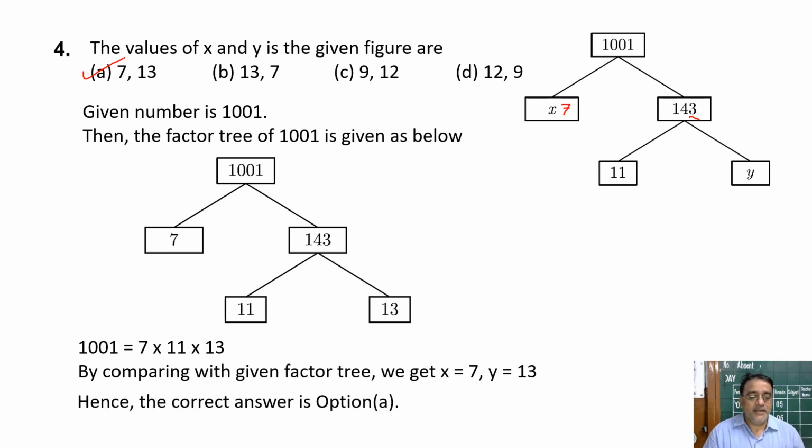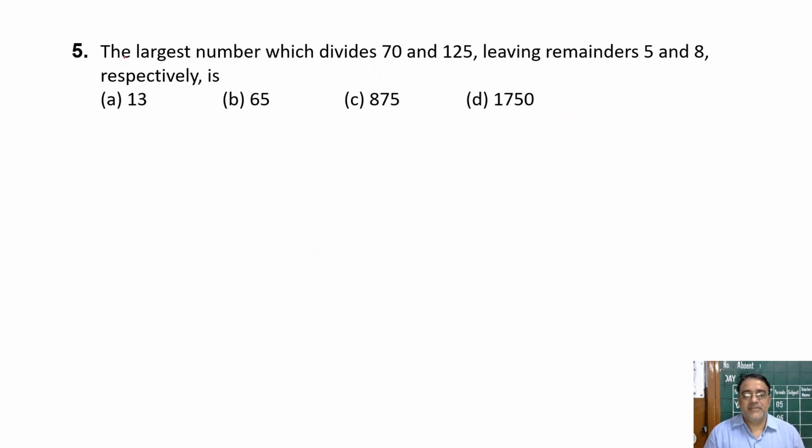Okay. Now we are moving toward question number 5. The largest number which divides 70 and 125, leaving remainders 5 and 8 respectively is. That means, see, we are going to divide two numbers by one number. So which do we have to find, either LCM or HCF? HCF. HCF. Very good.